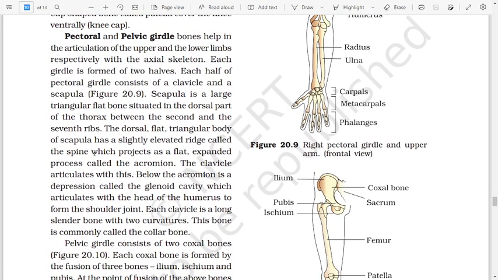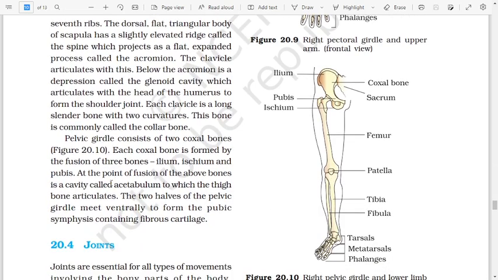Pectoral and pelvic girdle bones help in the articulation of the upper and the lower limbs respectively with the axial skeleton. Each girdle is formed of two halves. Each half of the pectoral girdle consists of a clavicle and a scapula. Figure 20.9. Scapula is a large triangular flat bone situated in the dorsal part of the thorax between the second and the seventh rib. The dorsal flat triangular body of a scapula has a slightly elevated ridge called the spine which projects as a flat expanded process called the acromion. The clavicle articulates with this.